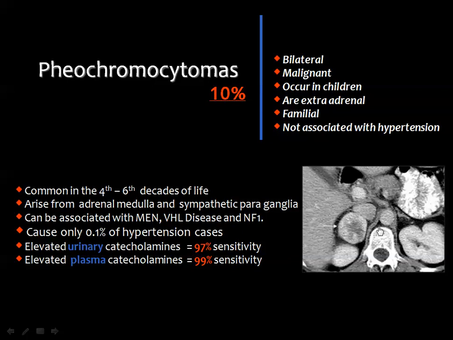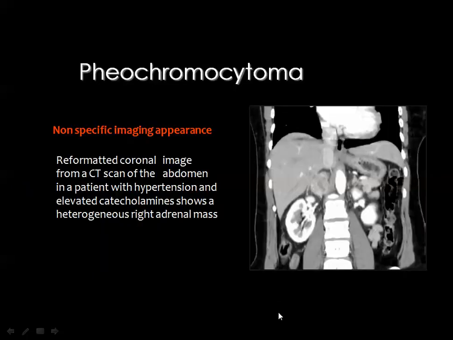Then if you see a lesion like this, you can see that there is a suprarenal mass on the right side posterior to the IVC. A suprarenal mass together with the presence of hypertension and the elevation of the catecholamines in urine or in the plasma is almost diagnostic of a pheochromocytoma. And these are coronal CT reformatted images after contrast injection showing a right suprarenal mass representing a pheochromocytoma in this patient with hypertension and elevated catecholamines.